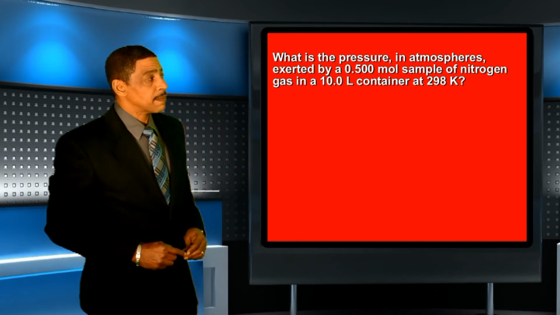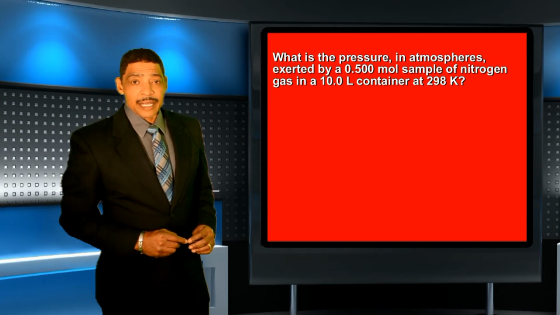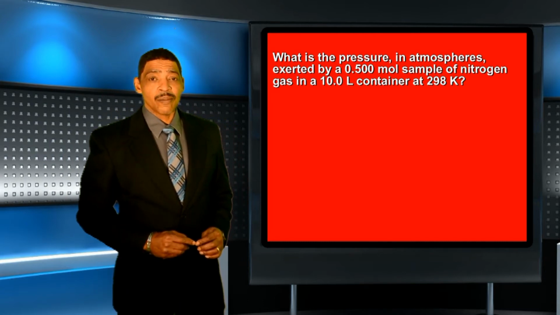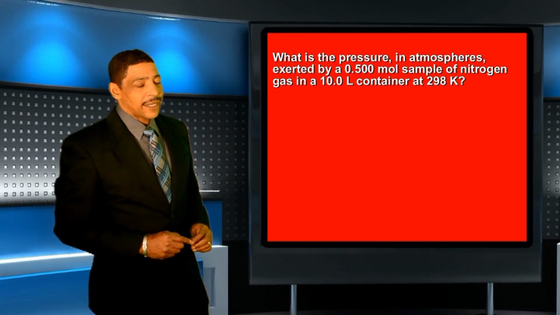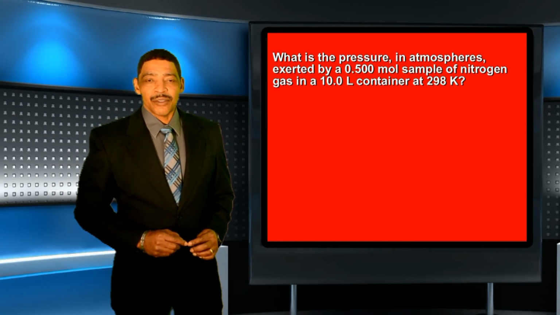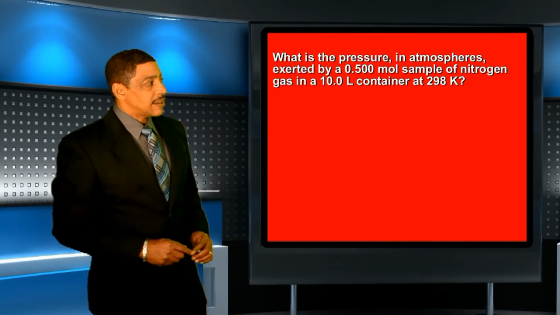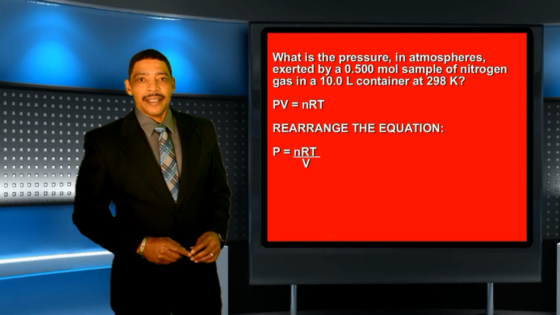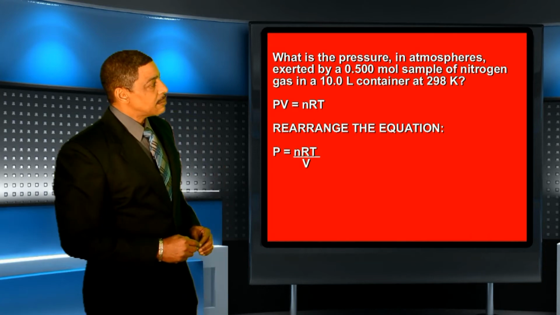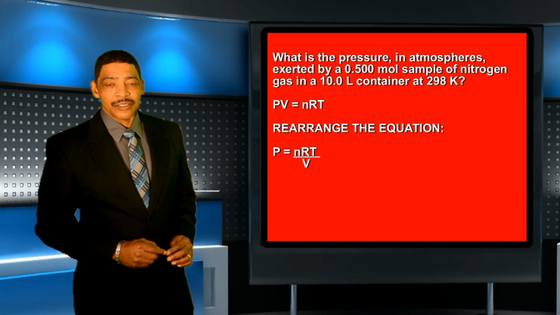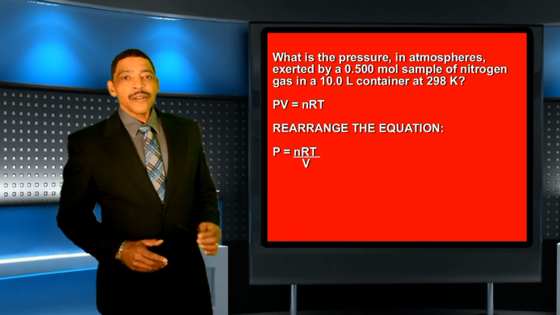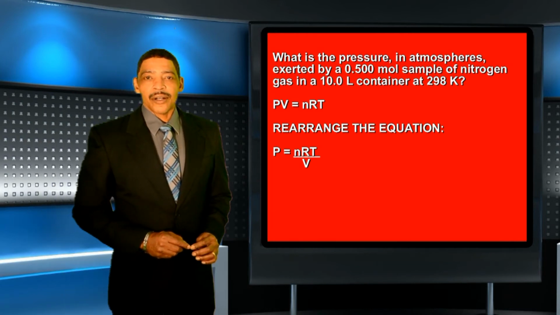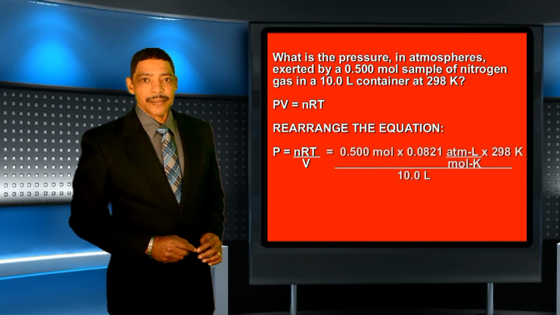Consider the following example. What is the pressure in atmospheres exerted by a 0.500 mole sample of nitrogen gas in a 10.0 liter container at 298 K? First, we write the ideal gas law. P times V is equal to n times R times T. Solving for P generates the following, where P is equal to nRT divided by V.